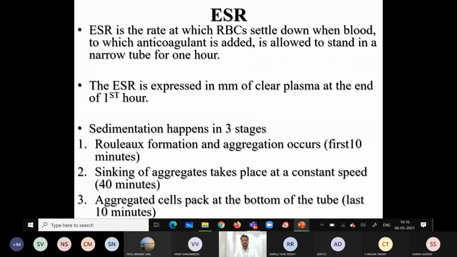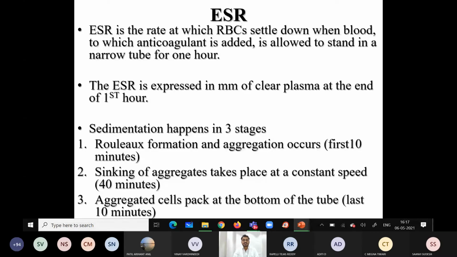So coming to ESR. Now this is very important. In your clinical practice you will require a good knowledge of ESR, and so many questions will be asked from ESR in your exam, in the practical exam also. And we might ask 1 to 2 students to determine the ESR. So what is ESR? The full form, I think all of you know, is erythrocyte sedimentation rate.